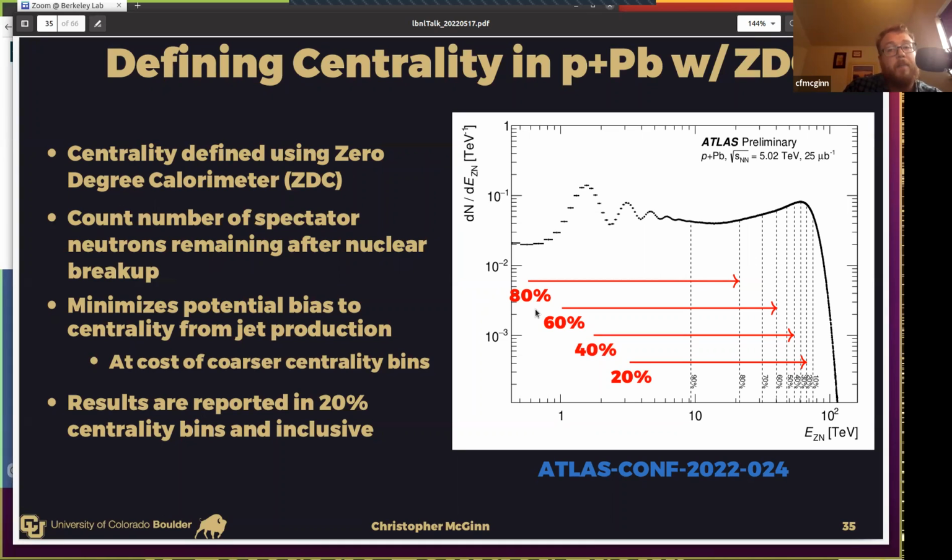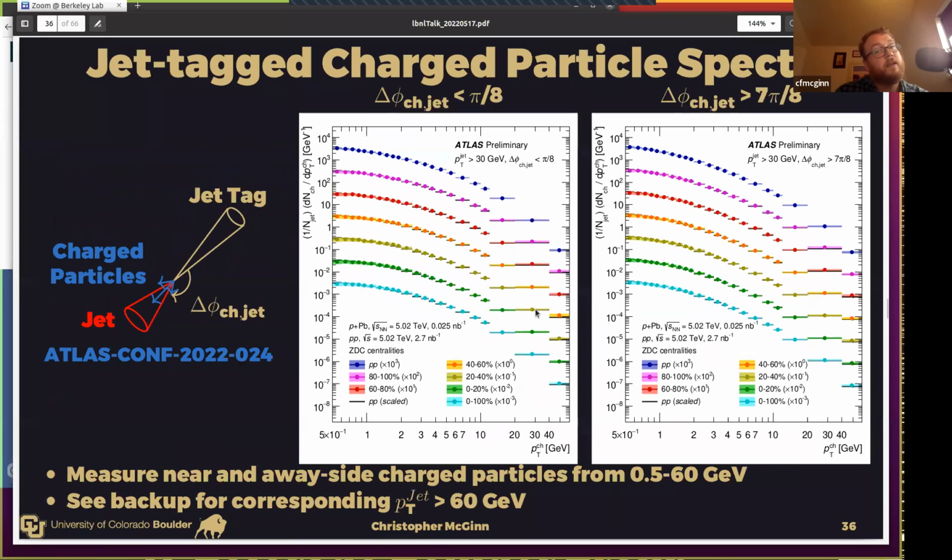The reason this is not subject to the same biases in centrality determination when your events have low activity that, say, mid-rapidity determinants do is it's looking at spectator neutrons after nuclear breakup way down the beam pipe. None of the activity we observe has anything to do with what's happening physically in the detector besides how many nucleons broke up. That is not necessarily true of, say, centrality determinations using forward calorimetry, right? This is a different thing. So we're going to report results using centrality classes determined using the ZDC in bins of 20% centrality.